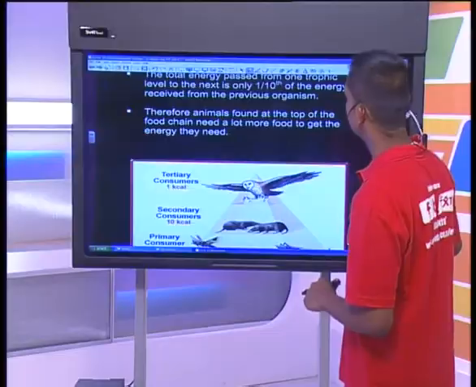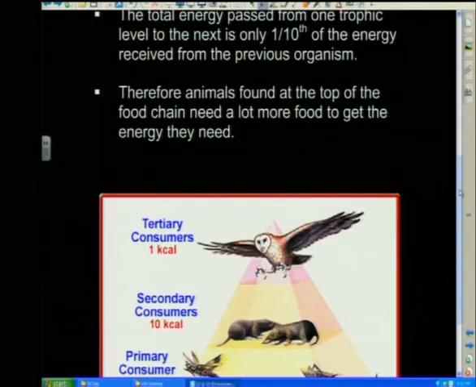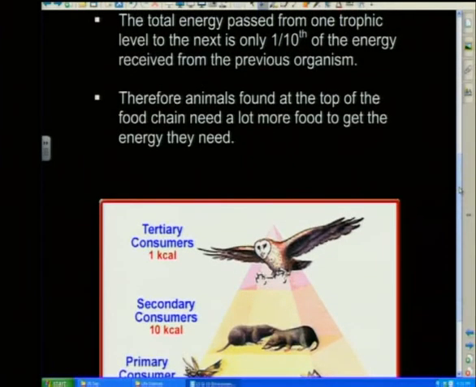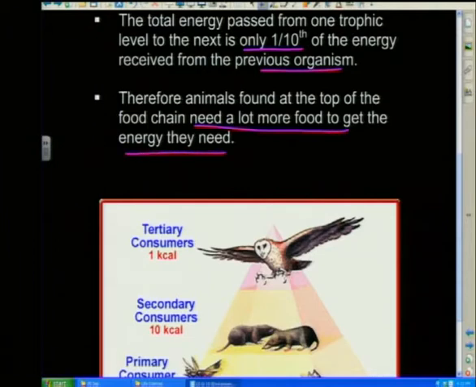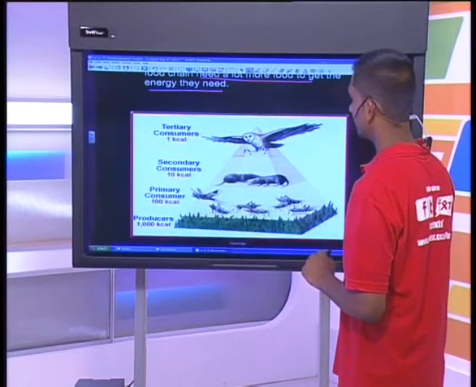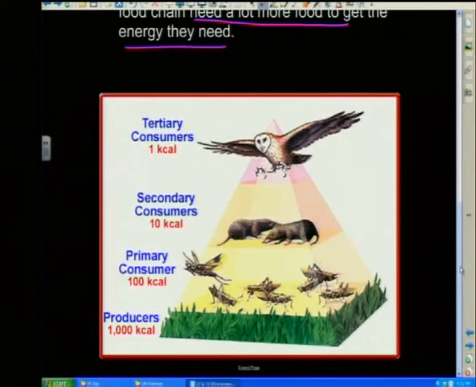Here's another example. The total energy that is passed from one trophic level to the next will always decrease by 1/10 of what it receives from the previous organism. Therefore, animals found at the top will need a lot more food to meet their energy needs. Let's look at this diagram very quickly. Here you can see again the producers, and here we refer to the units, kilocalories. I'm going to explain to you in a while what a calorie is and what a joule is.